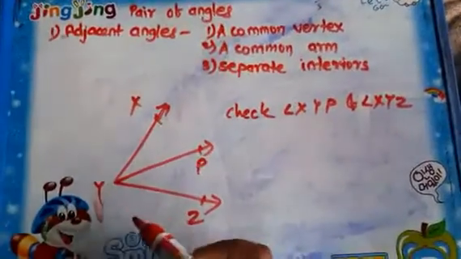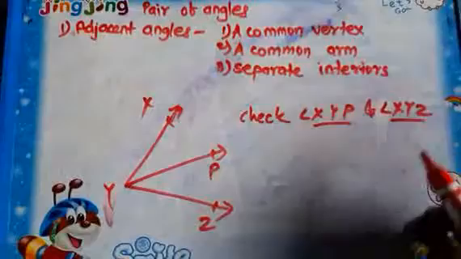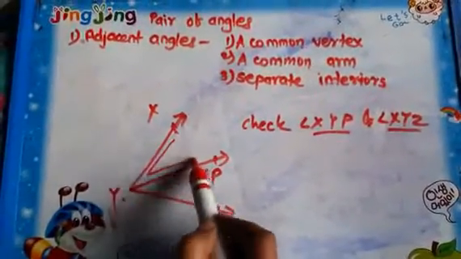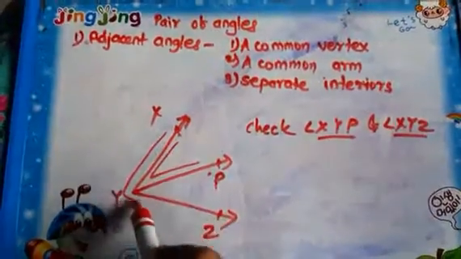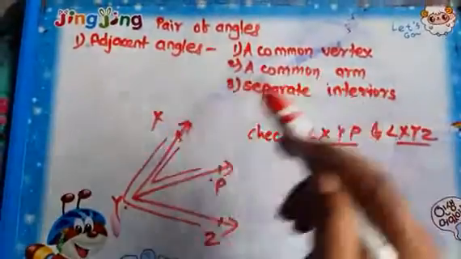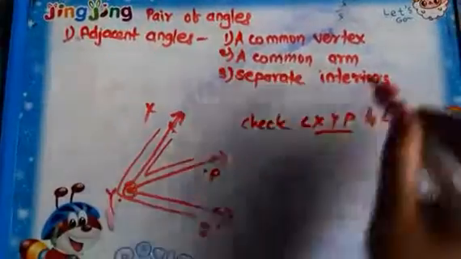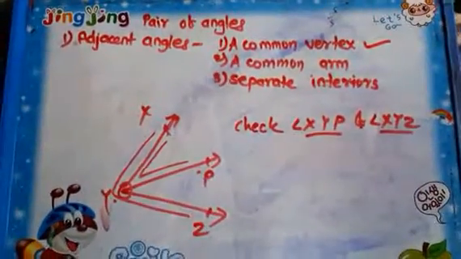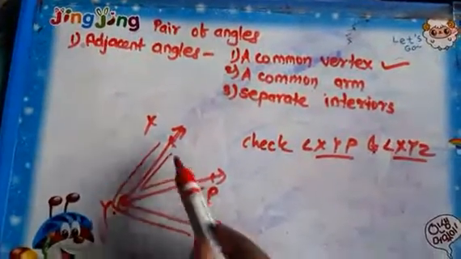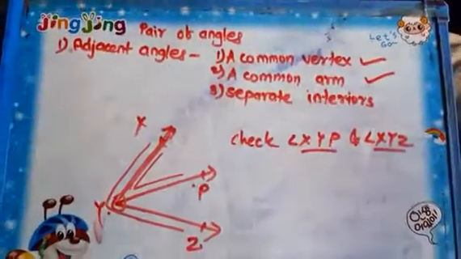Next question is, for this pair of angles we have to check XYP and XYZ, are they adjacent or not. XYP is this angle and XYZ is this total angle. So we will check these three conditions. For common vertex, XYP and XYZ, yes, it is a common vertex. The next is common arm. XYP and XYZ, yes, XY is the common arm. So the second is also satisfied.